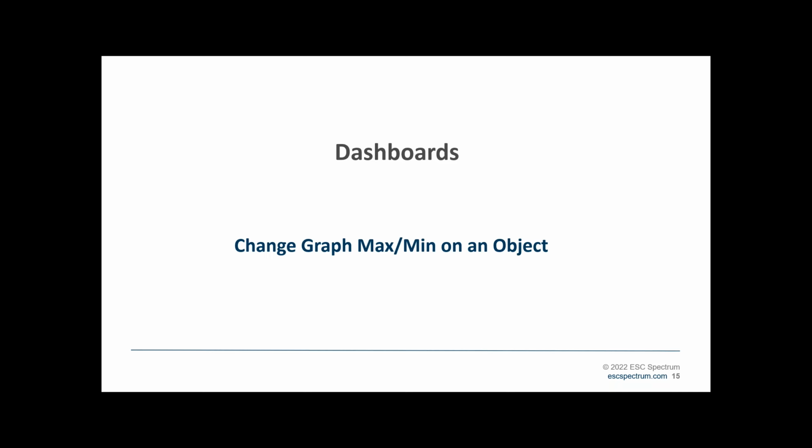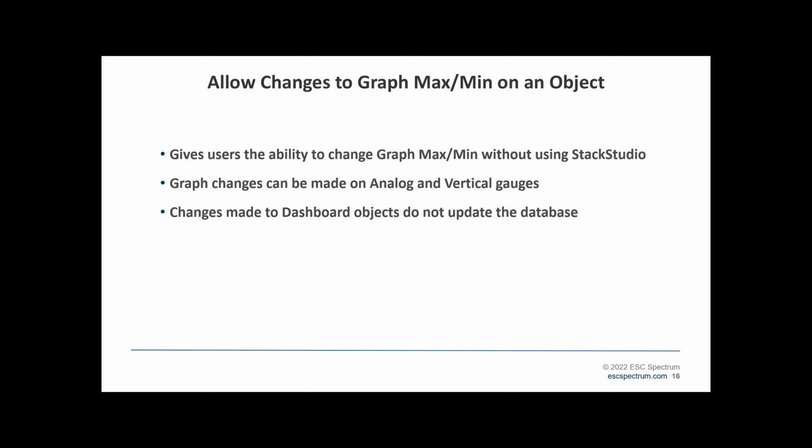Dashboards. Change graph max min on an object. This change was made to give users the ability to change the max and min without having to log into Stack Studio. Graph changes can be made on analog and vertical gauges, and these changes made in dashboards do not update the database.